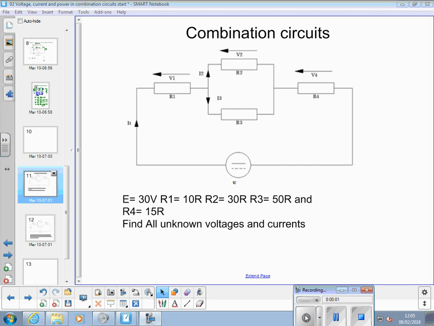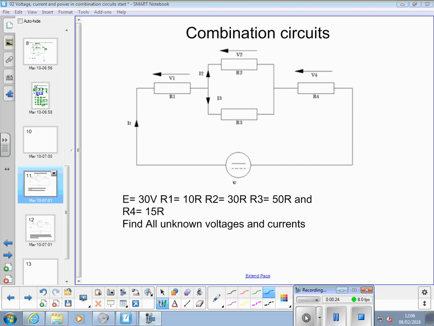So, combination circuits. What do we do when we've got a combination of series and parallel parts in the circuit? The thing to note is we put up a nice circuit diagram and label it properly.